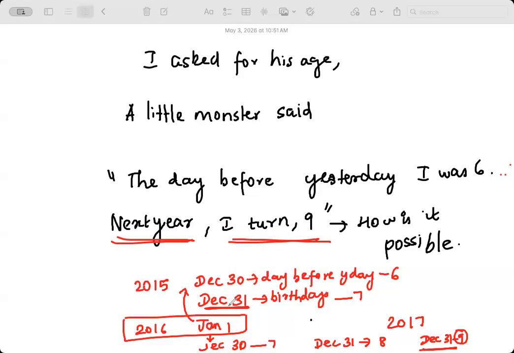Very smart monster, right? He's really a very smart monster.